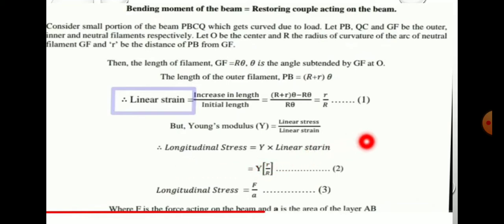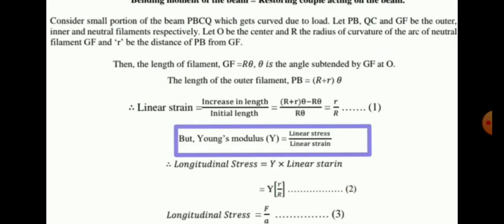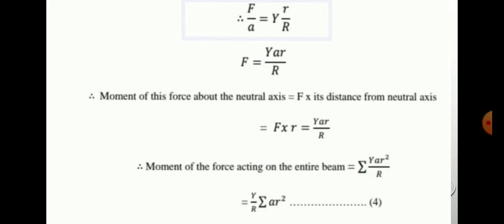Then we know the longitudinal stress, which we defined as restoring force per unit area, that is equal to F by A. That is equation number 3, where F is the force acting on the beam and A is the area of the layer AB. Then comparing these two equations, we get F by A is equal to Y into small r by R. When rearranging these terms, we get F is equal to Y A r divided by R.